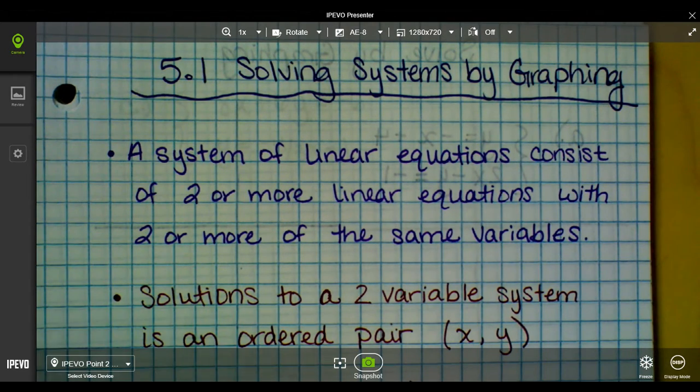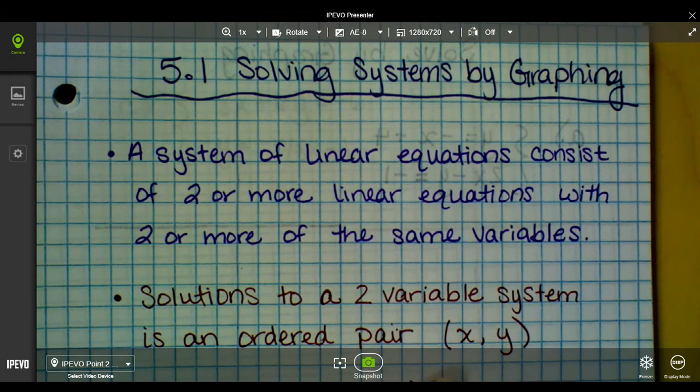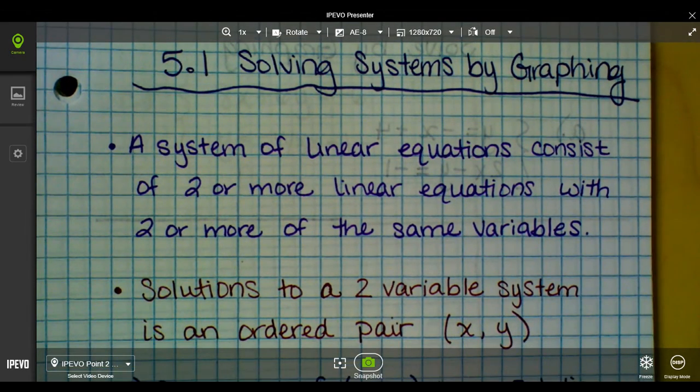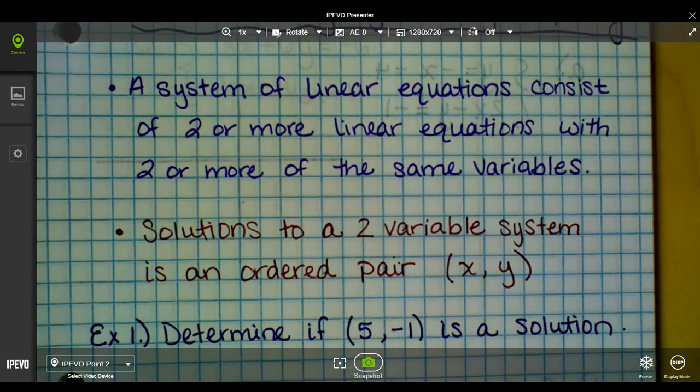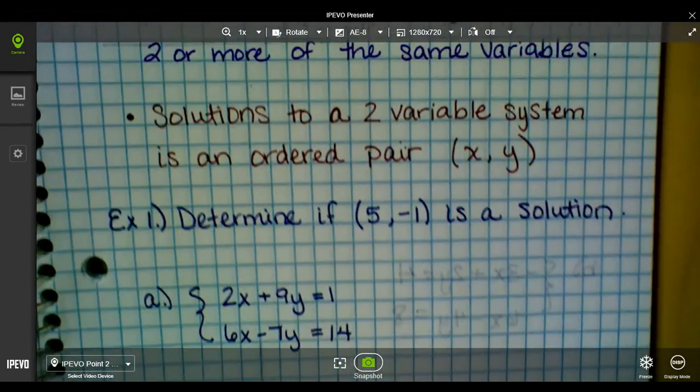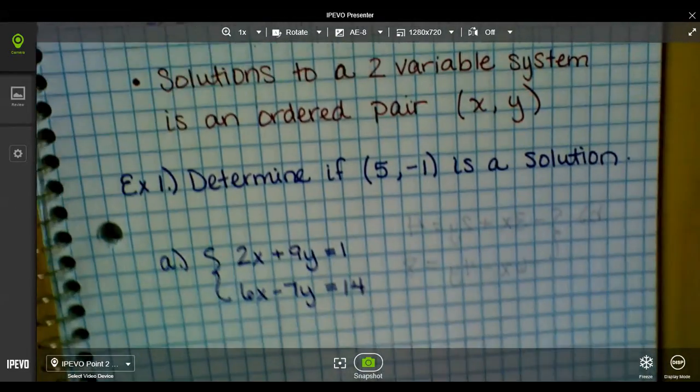But for the most part, the solution to a two variable system is always going to be an ordered pair (x, y). So those are always the answers that we're looking for. We have to have the x value that works and the y value that works in order for them to be a solution. So you guys can pause it there if you want to write that down. And we'll go on to our first example.